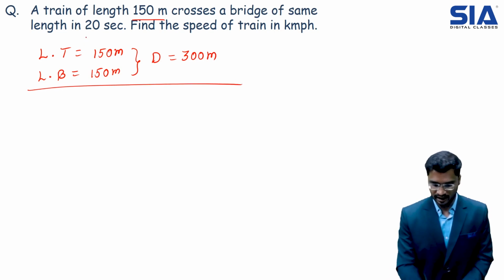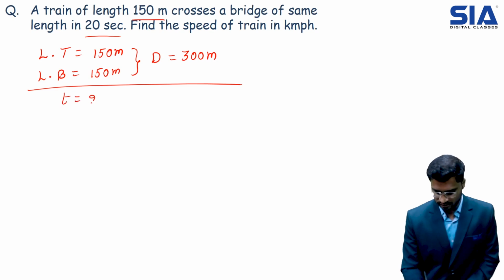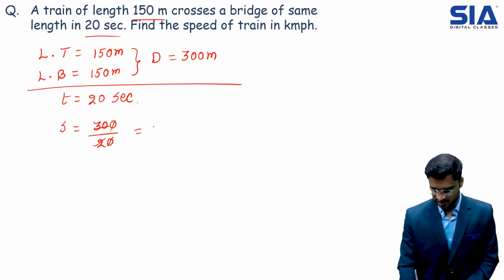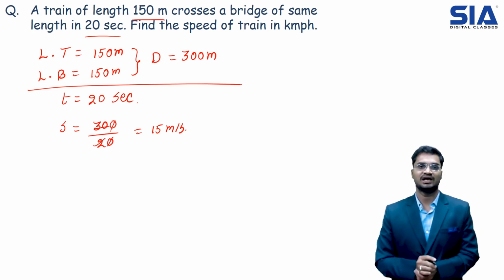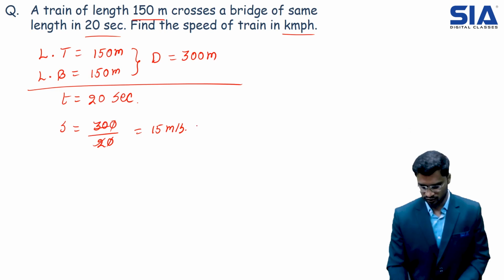Now the time taken to cover that distance is 20 seconds. Time is 20 seconds. Can I find the speed here? Yes. Speed is nothing but distance upon time, which is 15 meters per second. But our speed is asked in kilometers per hour. Let us convert this value in kilometers per hour. So 15 meters per second should be multiplied with what?